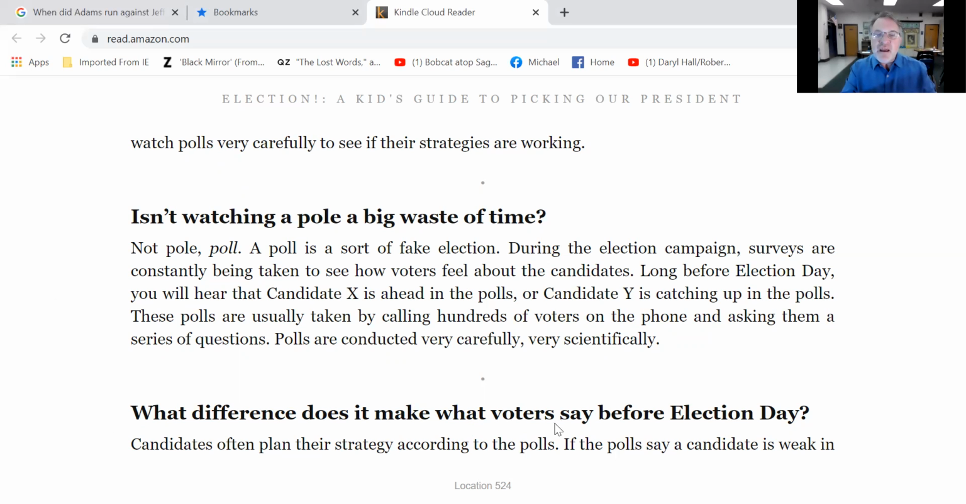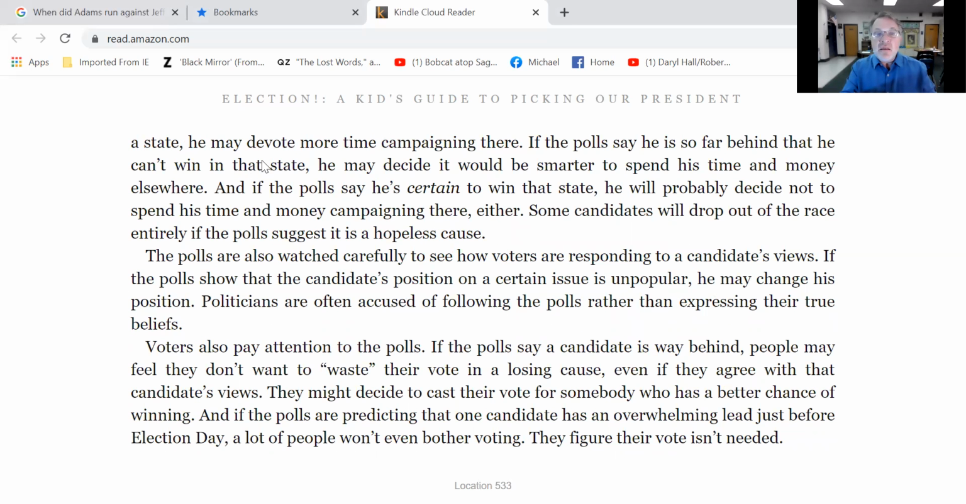Candidates often plan their strategy according to the polls. If the polls say a candidate is weak in a state, he may devote more time campaigning there. If the polls say he's so far behind that he can't win in that state, he may decide it would be smarter to spend his time and money elsewhere. And if the polls say he's certain to win that state, he will probably decide not to spend his time and money campaigning there either. Some candidates will drop out of the race entirely if the poll suggests it's a hopeless cause.